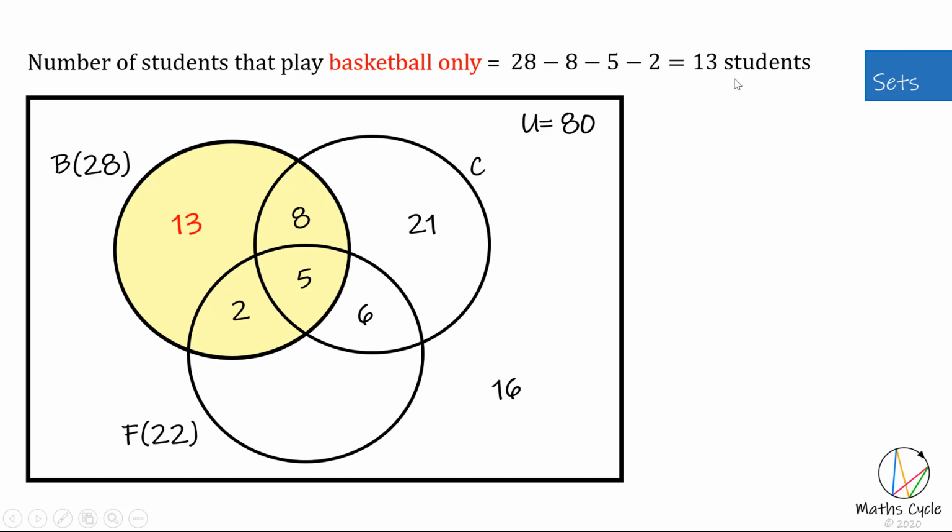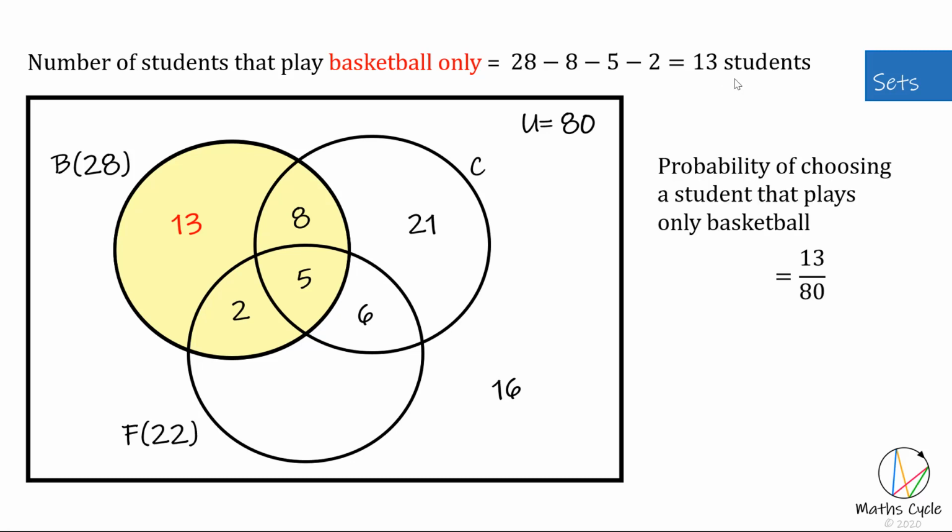So 13 students play basketball only. Okay, so then the probability of choosing a student that plays only basketball, you have these 13 chances out of the total 80. So 13 out of 80. You can leave your probability as a fraction, or as a decimal, or as a percentage, whichever you prefer. So 16.25% of choosing one of these 13 people.